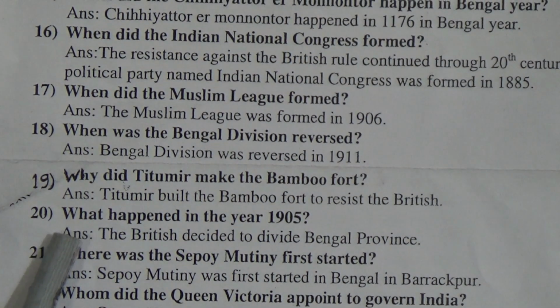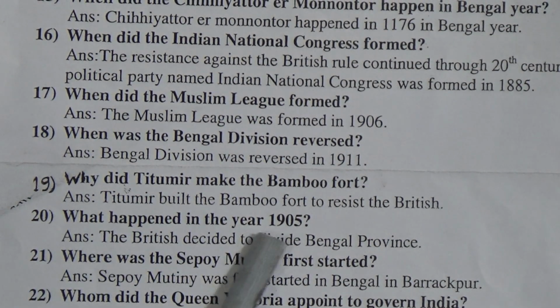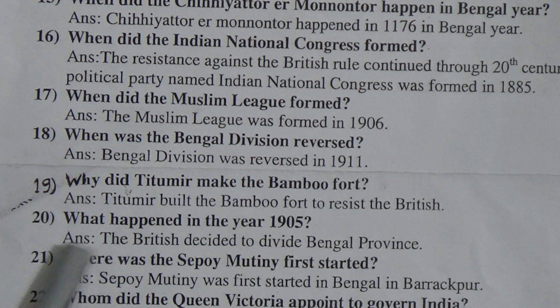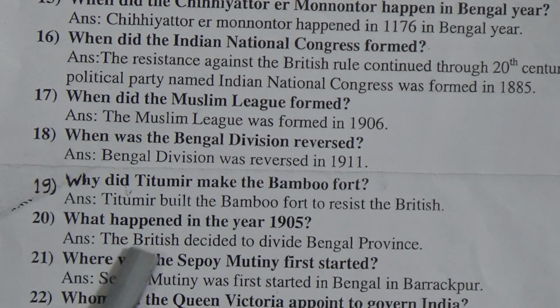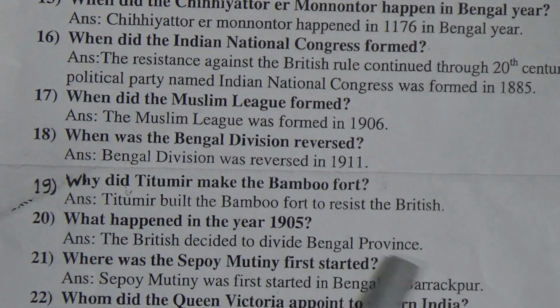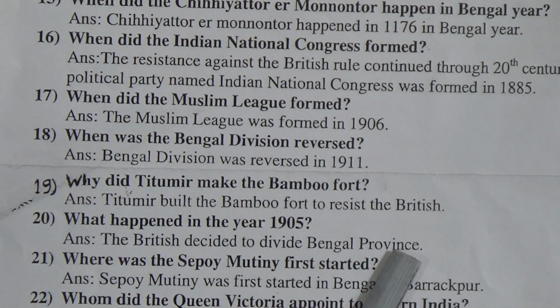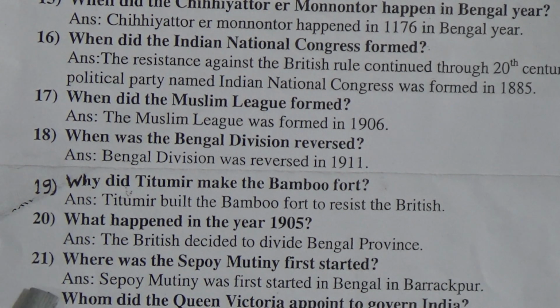Now number 20, what happened in the year 1905? Now look, 1905. The British decided to divide Bengal province, and they reversed it in 1911.